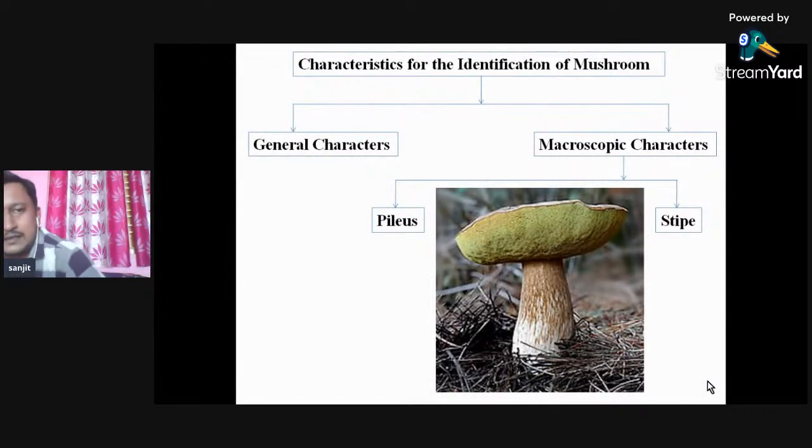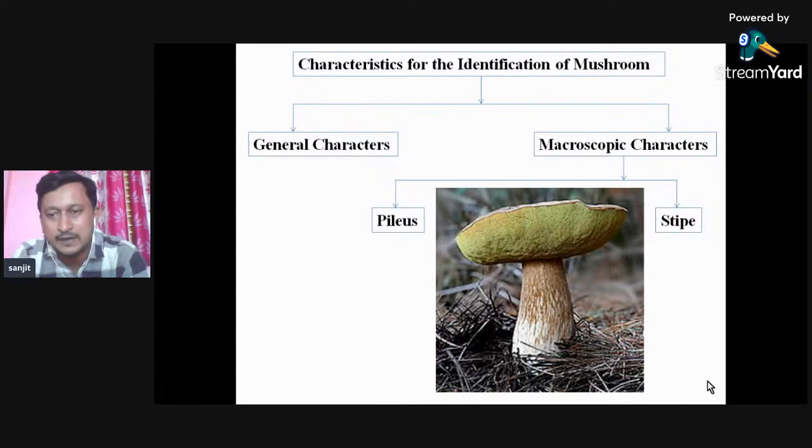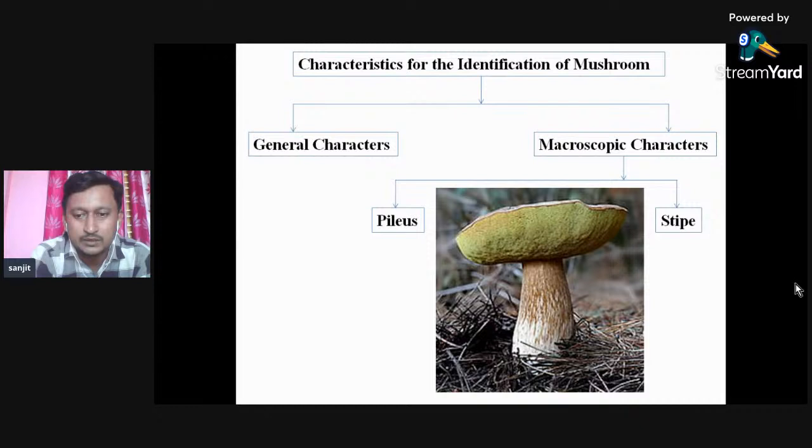Now, the characterization for the identification of mushroom. Actually, mushroom identification on the basis of morphology is grouped under two categories. One is general characters, another is microscopic characters. General characters are actually observed during the field study or on the basis of morphology. And microscopic study is mainly based on the microscope. The mushroom has two parts: one is the pileus or cap, another is the stipe or stem. This figure shows that this part is the cap or pileus, and the basal part which attaches to the soil or the substrate is called the stipe or stem.